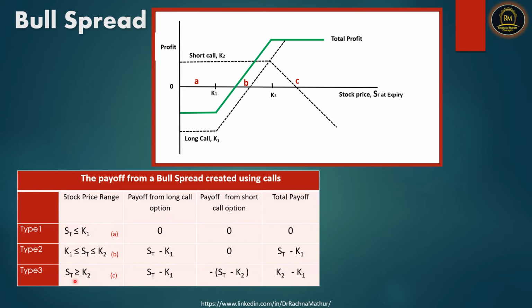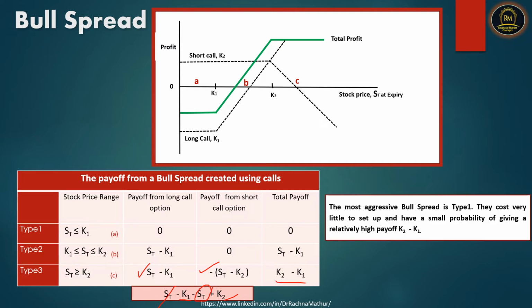Type 3: if the stock price is greater than or equal to K2, the payoff from the long call will be ST minus K1, and the payoff from the short call will be minus (ST minus K2). So the total payoff will be K2 minus K1. Here we have added both payoffs, and the total payoff is equal to K2 minus K1.